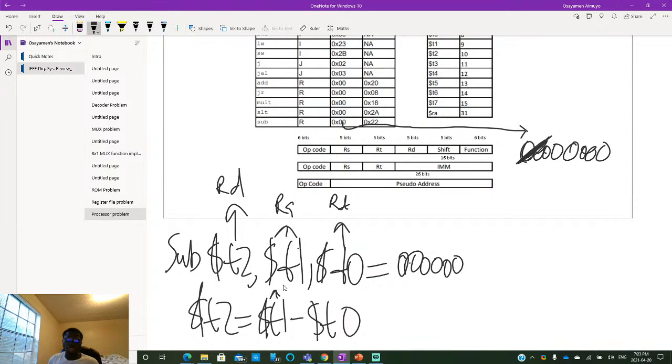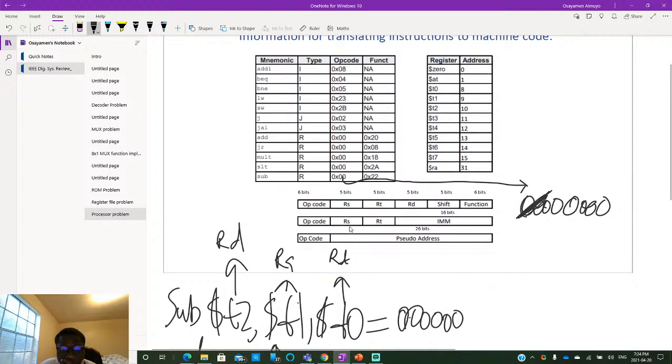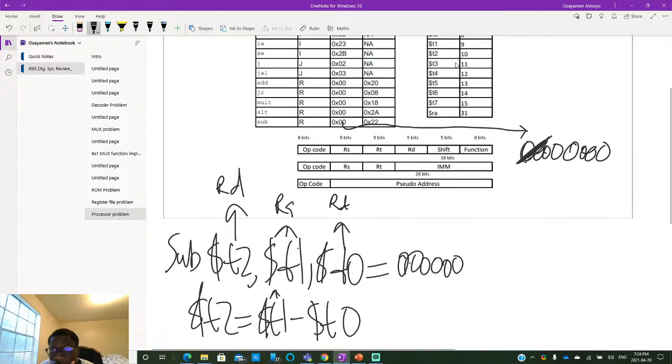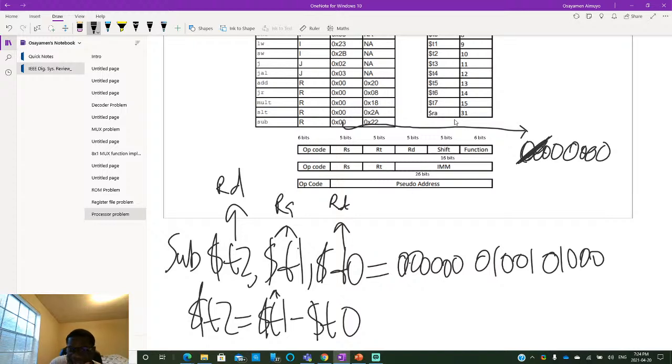Okay. So from here we can see that RS is just, these are the addresses, right? So let's see, T1 is 9 as the address. So the RS would be 01001. Yes, that should be the case. And then T0, so that would just be 01000. Okay. And then we have the shift, which I think I stated before. It's all zeros for our purposes.